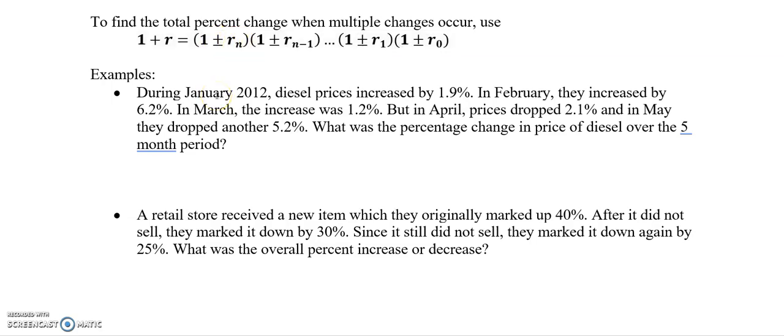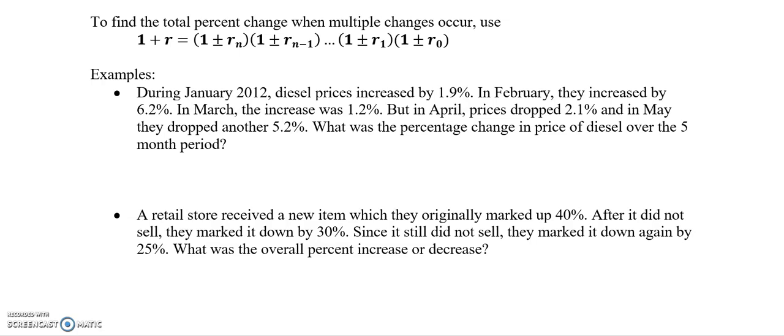So let's look at a couple examples where we have more than one change, and we're trying to use our formula here, which looks really ugly, but we're going to see that it's really not that hard to use. So let's look at the first example. During January 2012, diesel prices increased by 1.9%. In February, they increased by another 6.2%. In March, the increase was 1.2%. But in April, they dropped 2.1, and in May, they dropped another 5.2. So what is the percentage change in the total price of diesel over the 5-month period?